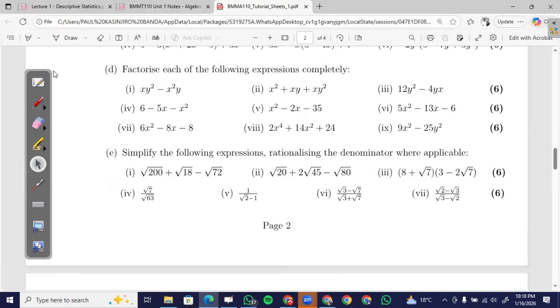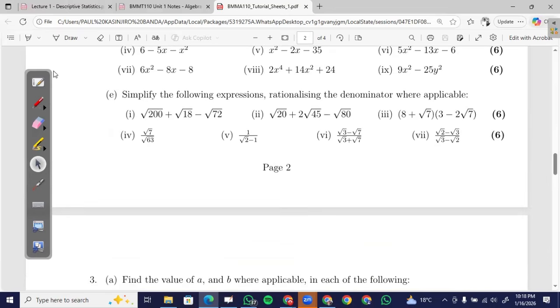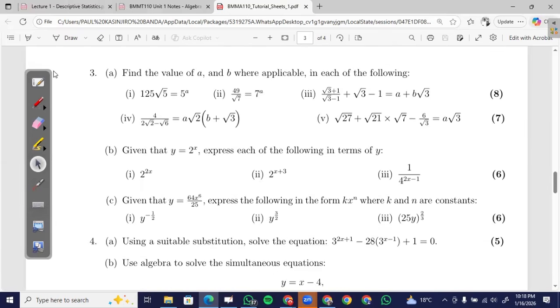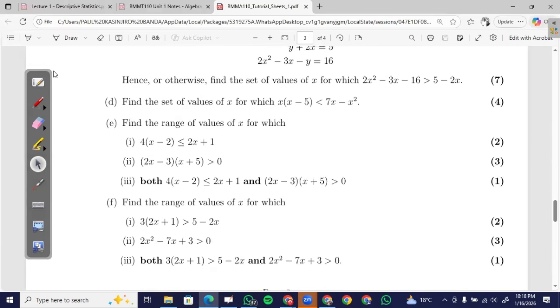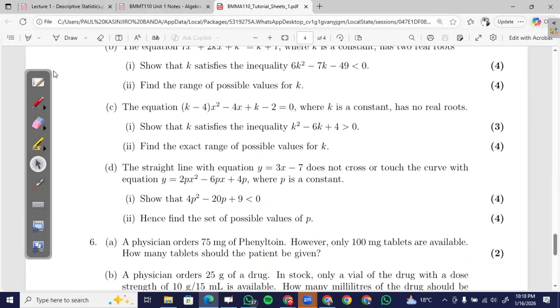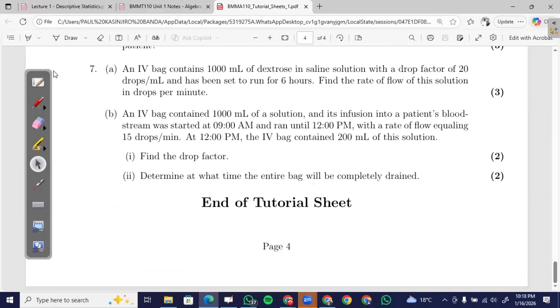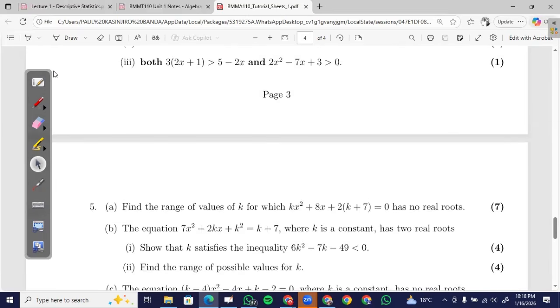You can see how to simplify whatever surds. We'll also learn them, for those who will be registered with us, during the live lessons like this one. And we'll also be providing the videos for the tutorial sheets and the past papers like this one. This is a tutorial sheet, right? All these questions that you can see here have been solved and the videos are available on our website. You can just subscribe and then you'll be able to access them.